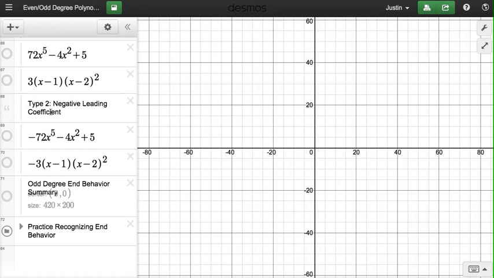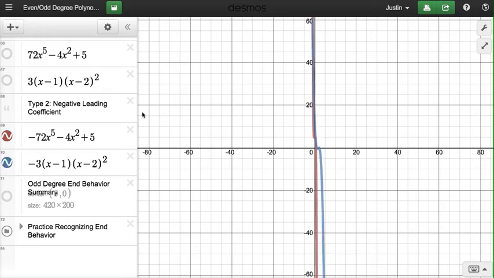Okay, we're ready to look at type 2. This means that you know what type 1 looks like and you've summarized that. You haven't? Okay, well then stop and do that. You have? Okay, let's keep going. Type 2, negative leading coefficient. In other words, look, this is the same thing that I had up here. The only thing I did differently was I made it negative. So let's see what they look like.